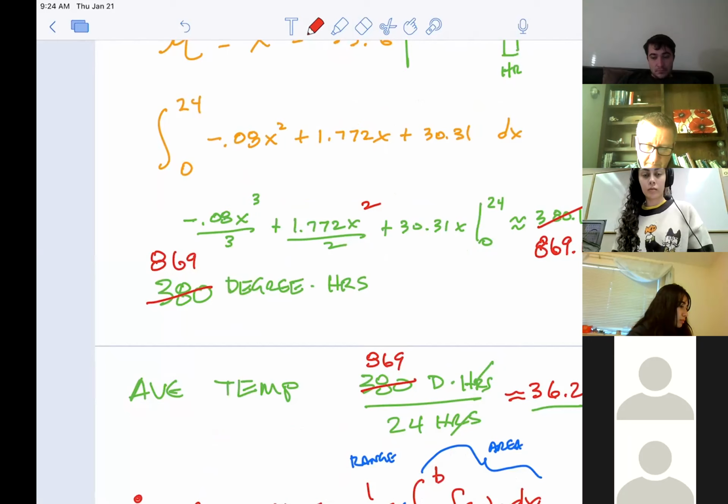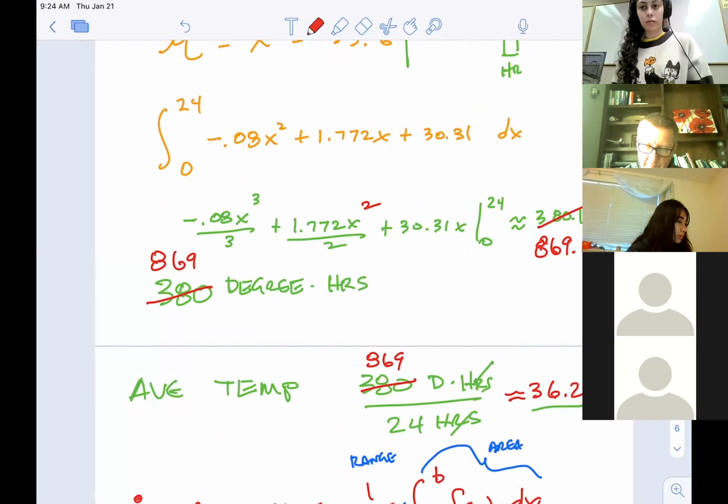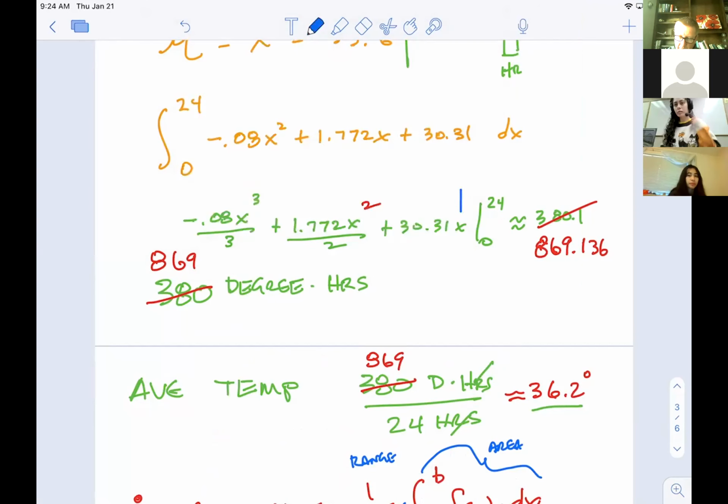So let me see if I can go back in my calculator. I got like 3 different answers, so there's definitely something wrong with how I'm plugging it in. Just tell me out loud what you plug in. Okay, I first did 24 to the third power, and I multiplied that by negative 0.08. And then I divide that by 3.